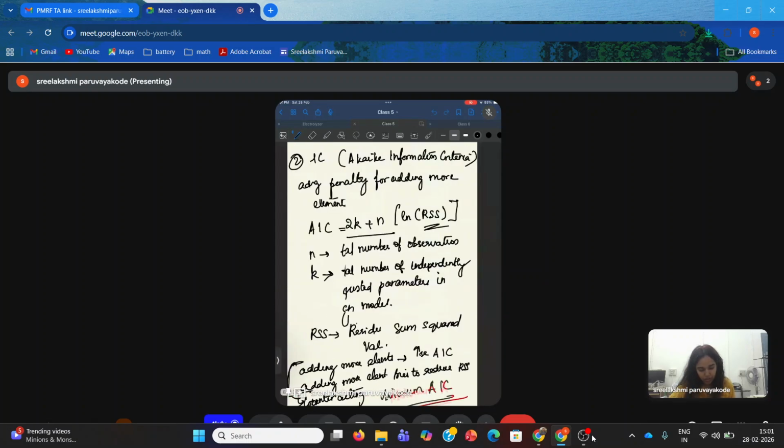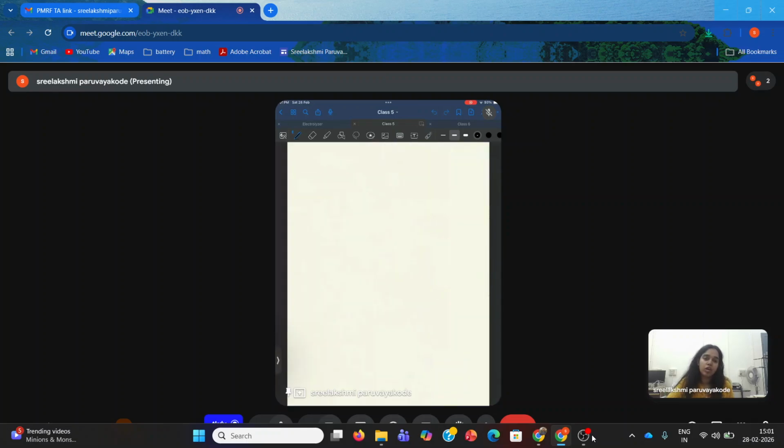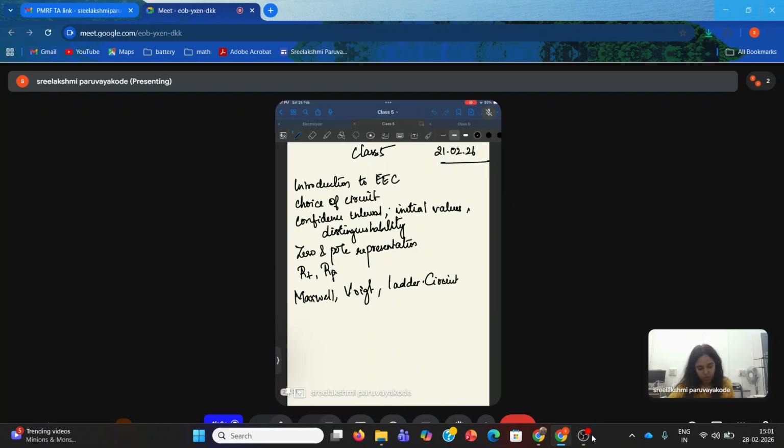We were looking into the measurement model approach. We were looking into how we can use the equivalent electric circuit in order to model the system. It is advantageous over the KKT method because you don't need the data over the entire range of frequency. So whatever is available, it tries to fit in and give you the values. And then we saw the choice of circuit, where we saw Maxwell, Voigt, and ladder circuit. Then we saw how much confidence we should have in the fitted model, and how many RC elements you need in order to fit the system.